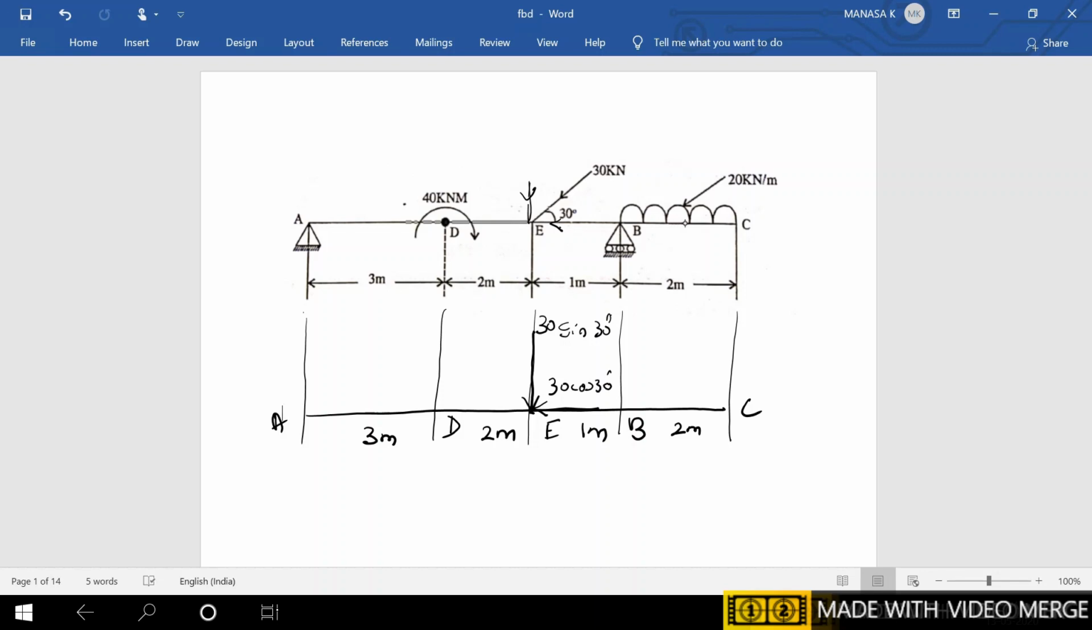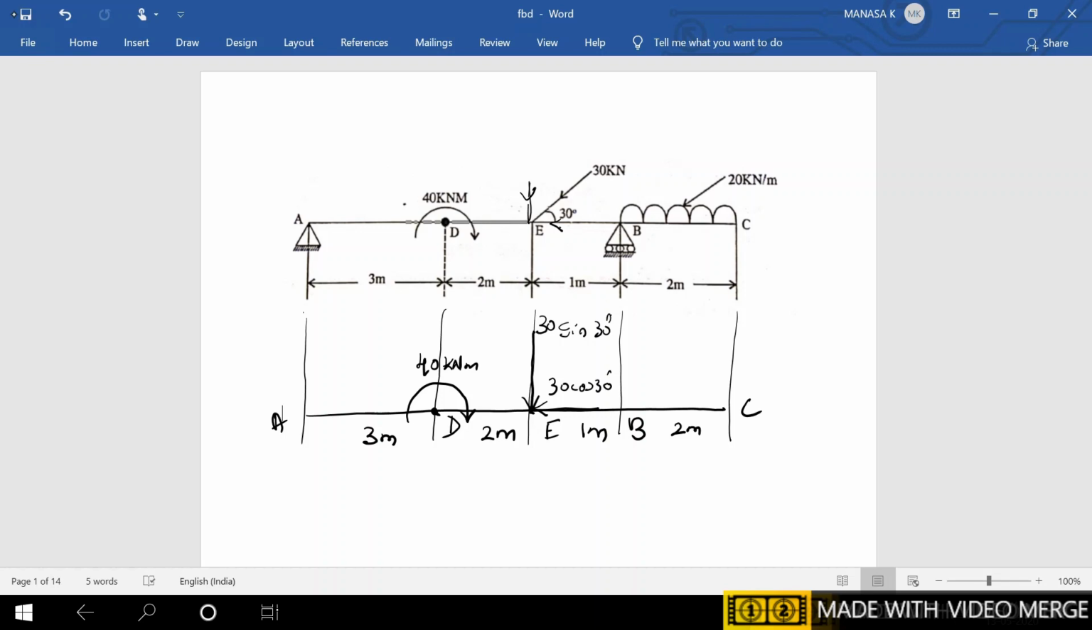Then this is a UDL. So you have to write the point load as it is, as well as if there is any moment, you write the moment as it is at the point. So it is acting at D. Moment is acting in a clockwise manner with the value of 40 kilonewton meter. So you write the point load as well as the moment as it is.